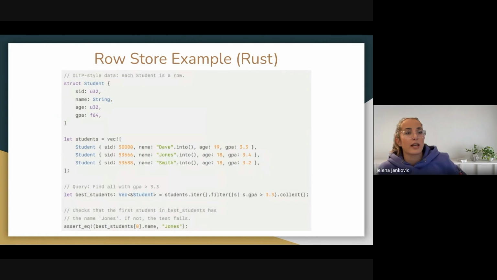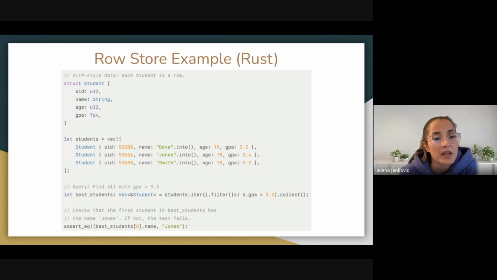On this slide, I would just like to provide you with a Rust example of row store. Here I would again emphasize that it is usually convenient for OLTP styled data, so for transactional workloads. And here we can see that each student is one row. And if we create a collection of students, we can see that here we have all of the attributes for each student. And then we can query it. It is pretty straightforward, I guess.